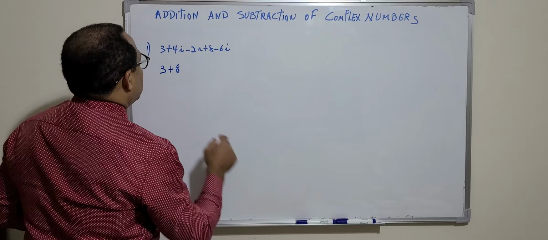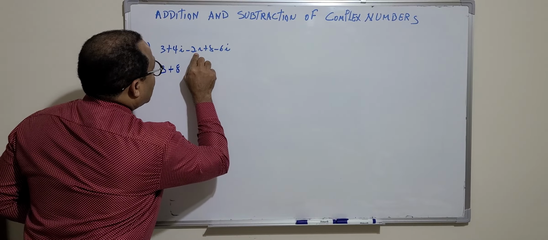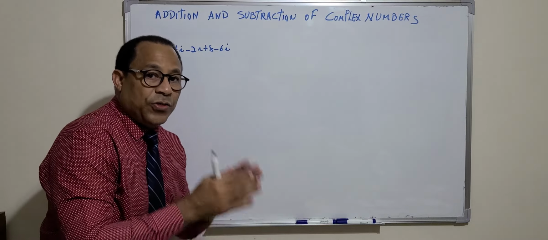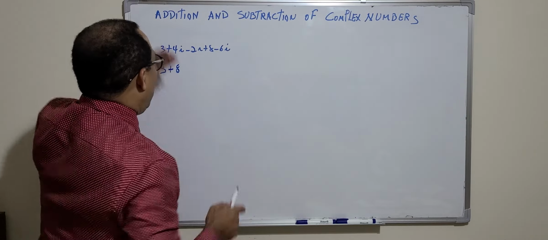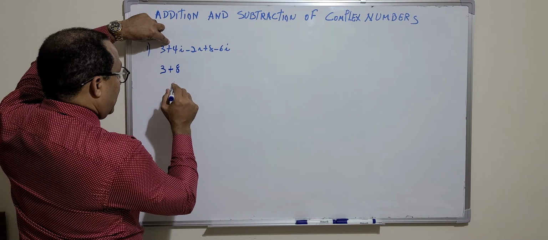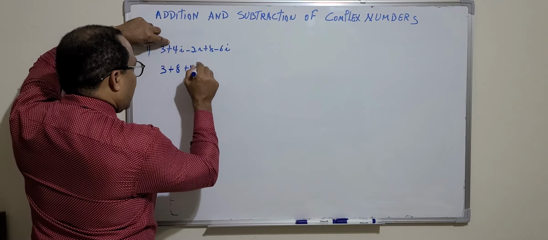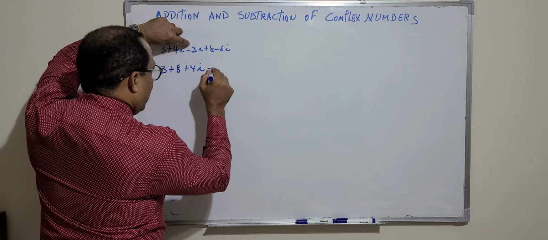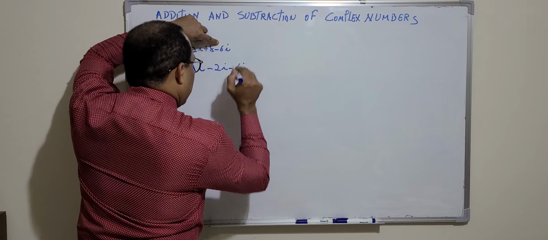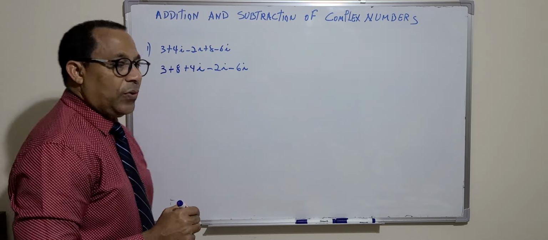What I'm going to do now, I'm going to put the other like terms together. And the other like terms are 4i, minus 2i and minus 6i, using exactly those same signs. So I'll bring down the plus 4i, I'll bring down the minus 2i, and I'll bring down the minus 6i. What do I do now?